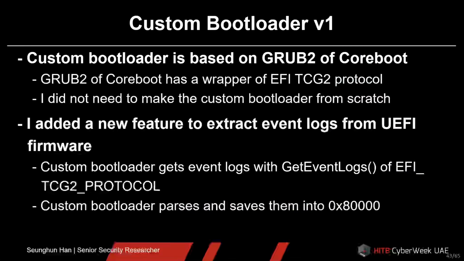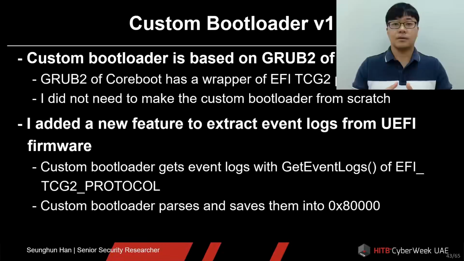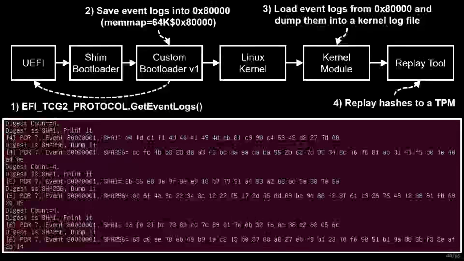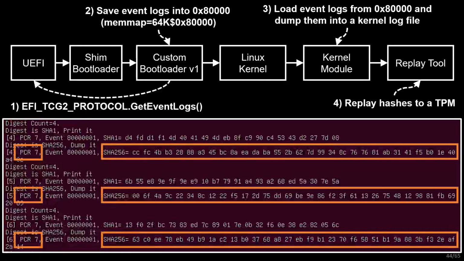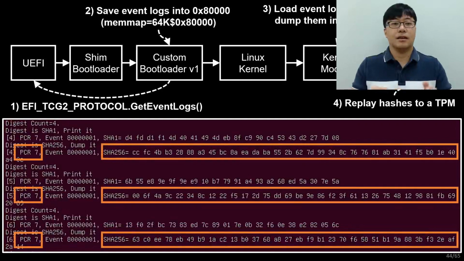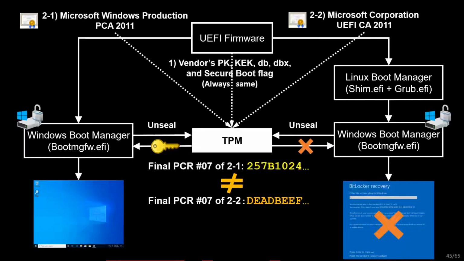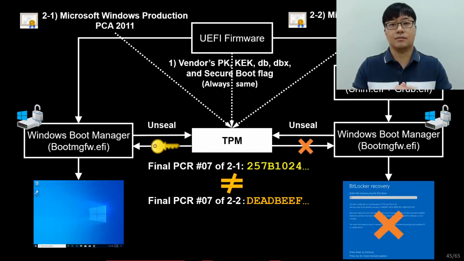Anyway, I made custom bootloader version 1. It is based on GRUB 2 of coreboot because it has a wrapper of the EFI TCG protocol. So I didn't need to make the custom bootloader from scratch. For event logs, I added a new feature that got event logs and saved them. Finally, I got the event logs. This is the boot sequence of the custom bootloader and kernel. And these are the extracted PCR numbers and hashes. Yeah, it's great. Even though I got the hashes, unfortunately, I couldn't get my data back because of the certificate.